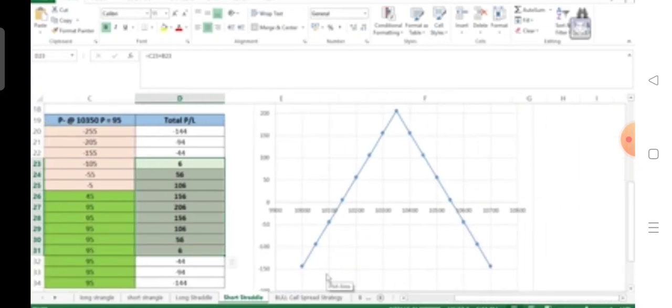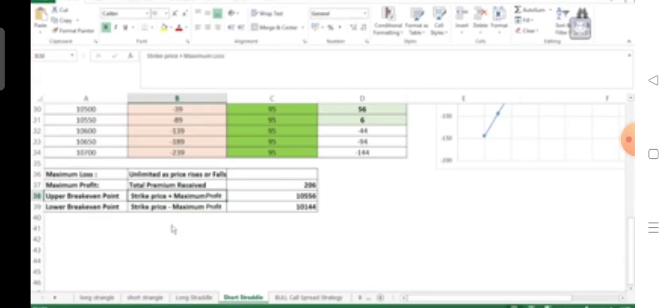We can also have a look at the payoff diagram over here. It is exactly opposite, a mirror image of a long straddle. If the market remains inside the range, we have a profit, and if the market goes outside the range, it starts giving us a negative payoff.